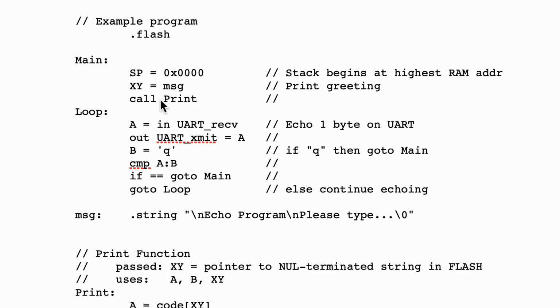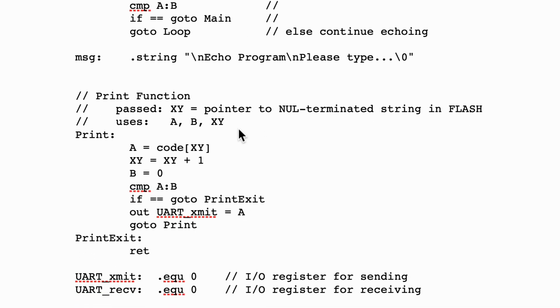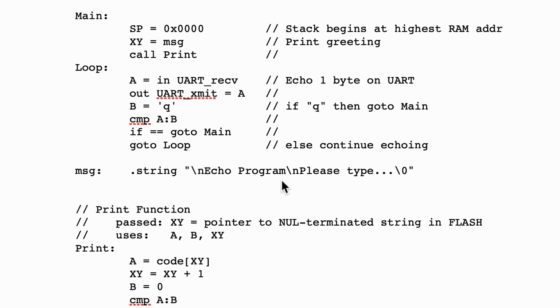And then we call the print subroutine, and after it returns, we have this little loop. The loop has an in instruction here and an out instruction, and that's just going to read a byte from the UART and echo it back out. The UART receive symbol is defined at the bottom here, and that is the register that we query for receiving a byte. And likewise, UART transmit is the address of a register we can write to in order to transmit a byte. So here we are echoing the character.